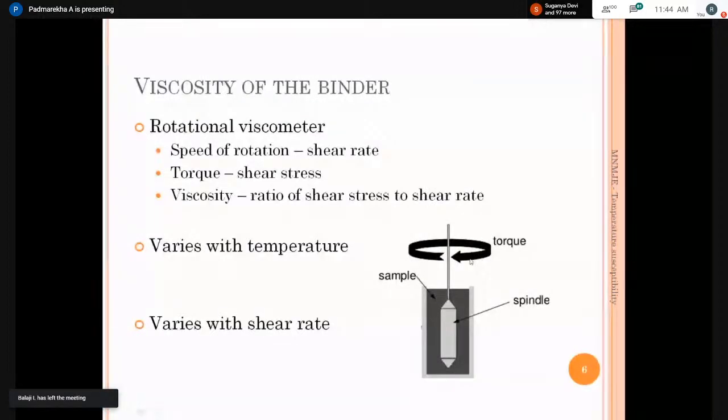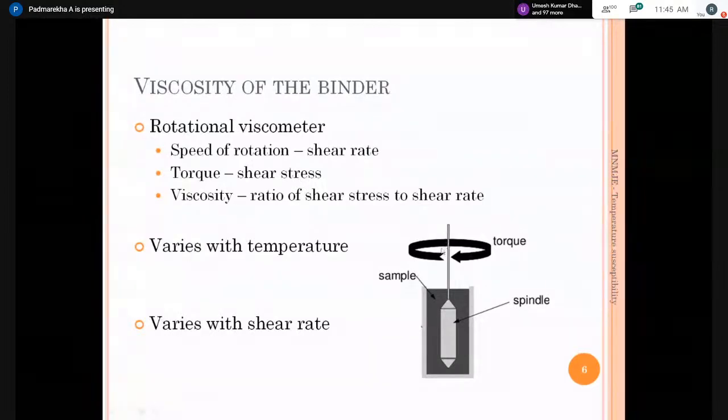So when you control the rotation of the spindle, automatically you can measure the shear rate. The material inside will offer a resistance to the rotation. That resistance is measured as a torque in the material, and the torque is converted to the shear stress in the material. We know that the shear stress to shear rate ratio gives you the viscosity value. So we can measure the viscosity of the bitumen using rotation. This rotational viscometer, we generally use it to measure the viscosity of the binder at high temperatures. You also know that viscosity varies with the temperature and viscosity varies with the shear rate.